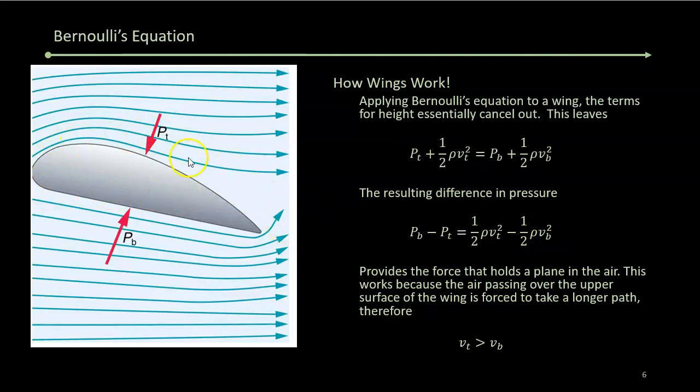Well, the shape of the wing dictates that the air to get from here to here has to move faster than it does to get from here to here. So VT is greater than VB. And since VT is greater than VB, this ends up being a positive difference. So the pressure on the bottom is greater than the pressure on the top.